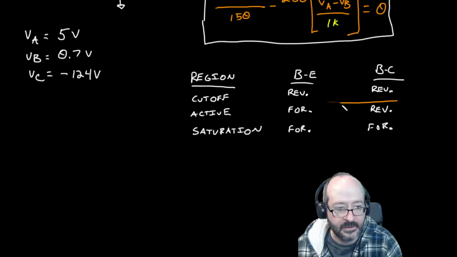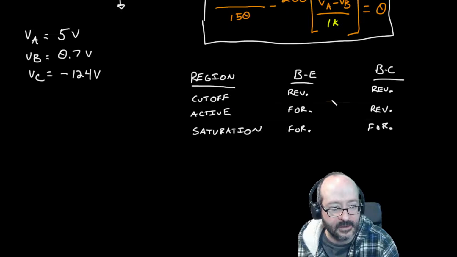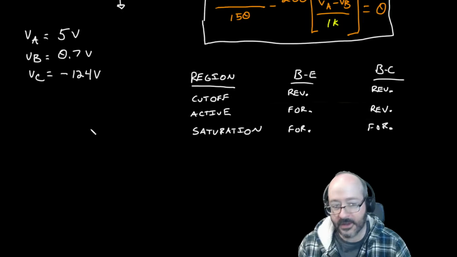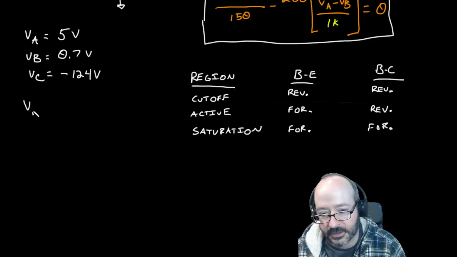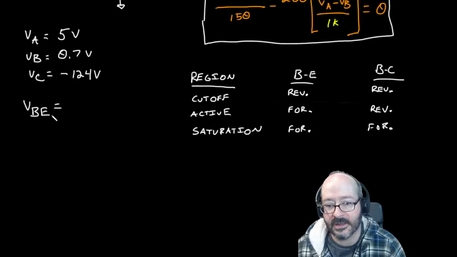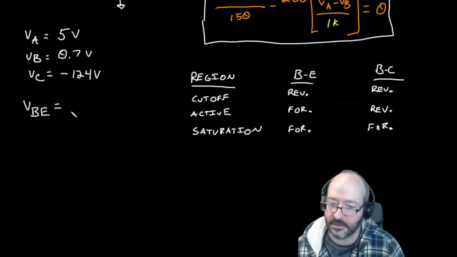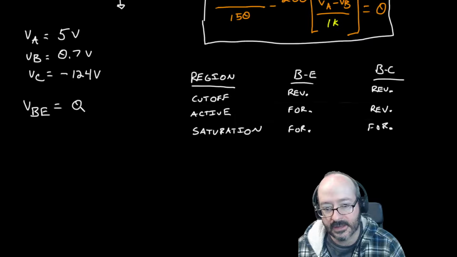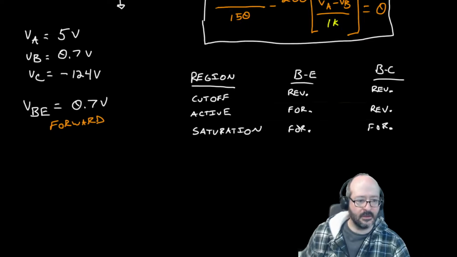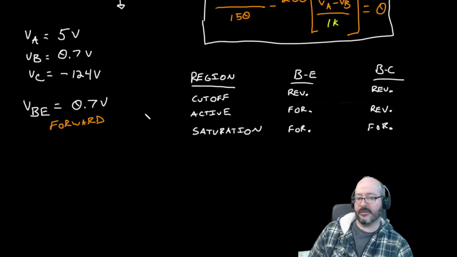I could have done this off camera too. So we want to evaluate what's going on here. What's the voltage between B and E? So we have VB minus VE, and VE is still grounded, so this ends up being 0.7 volts, and we say that is forward. So we know we're not in cutoff.